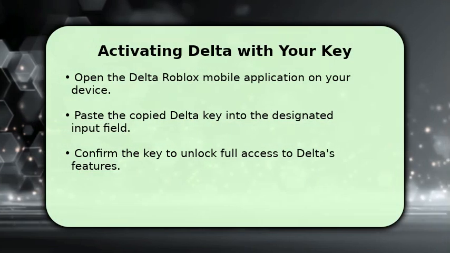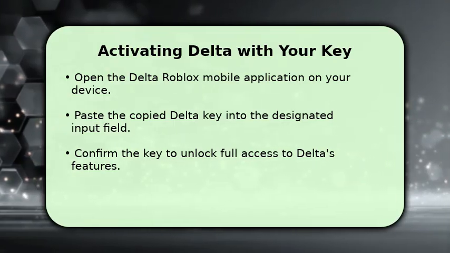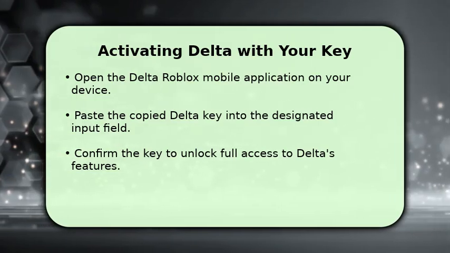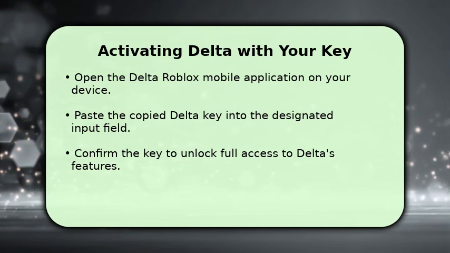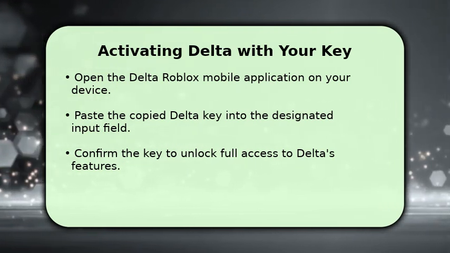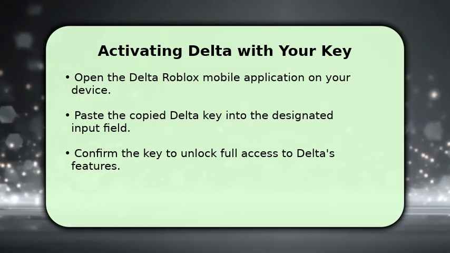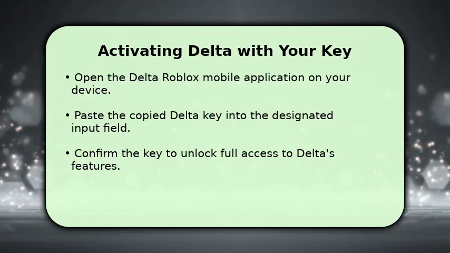Now that you have your key, open the Delta Roblox mobile application on your device. You will see a designated input field where you need to paste the key you just copied. After pasting, simply confirm the key. This action will unlock full access to all of Delta's powerful features, allowing you to enjoy the application without any restrictions. It's a quick and simple final step to get started.